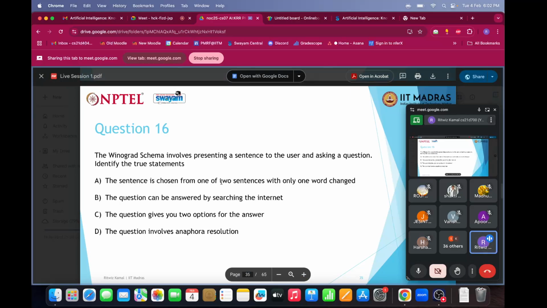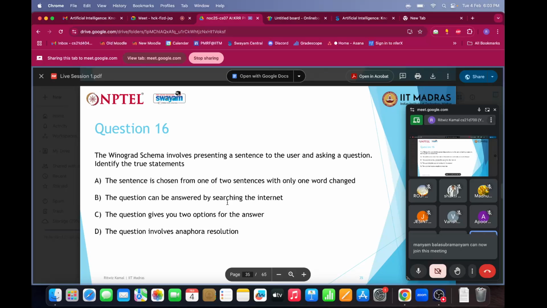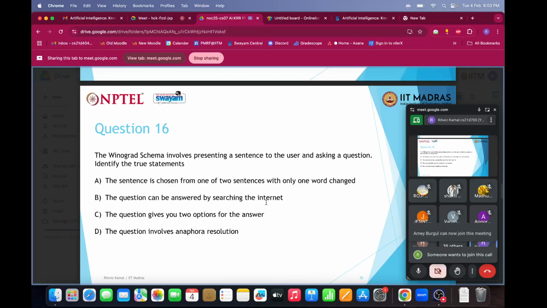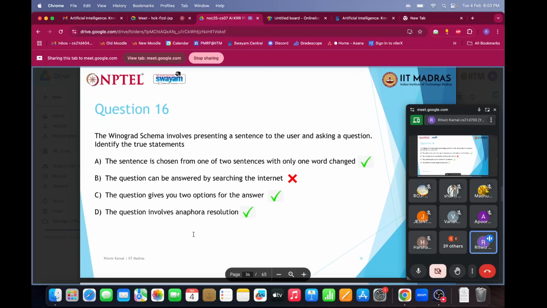The first option says that the sentence is chosen from one of two sentences with only one word changed, and that is true in the context of Winograd schema. So option A should be correct. Option B says that the question can be answered by searching the internet. This doesn't seem to be relevant to Winograd schema, so we'll say that this is false. Options C and D also seem to be correct because they say that the question gives you two options for the answer, and the question involves anaphora resolution. So options A, C, and D are correct.